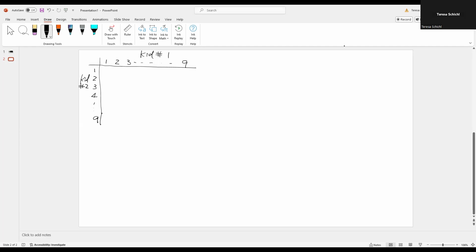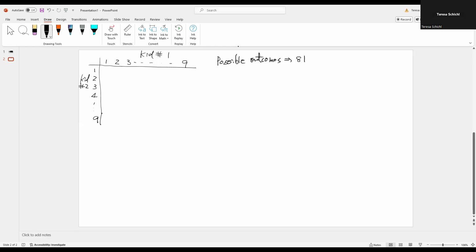So in total, how many possible outcomes? We have 9 possible situations for kid number 1 and 9 possible situations for kid number 2. So the total number of possible outcomes is 81.